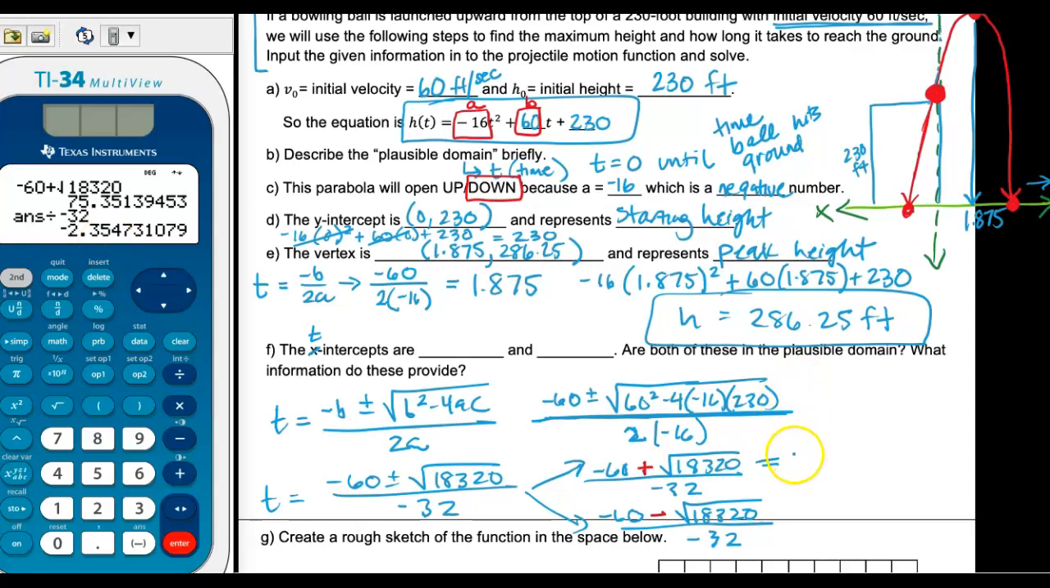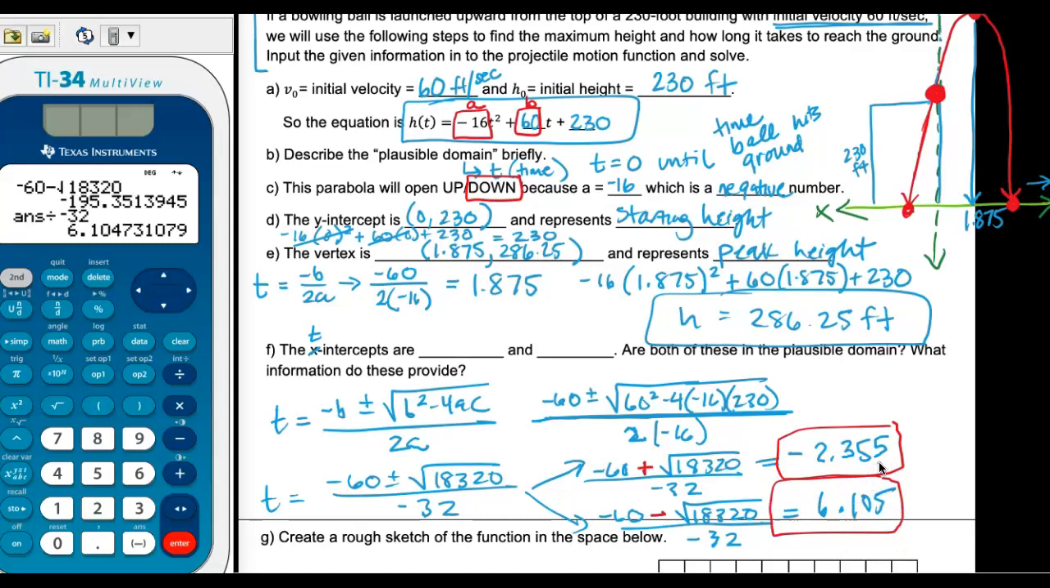And so now we get to a point where we've got one of the t-intercepts. So I get negative 2.3. I'm going to round it to 3 decimal places. I know it doesn't tell us in the problem, but in your homework it should tell you. And then the second one, I'm going to do negative 60 minus the square root of 18,320, enter, divided by negative 32. And I end up getting 6.105.